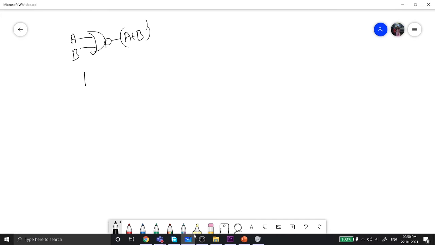So to implement the NOT gate, if this is A, this is A dash, this is the NOT gate. If the input is 1, the output is 0. If the input is 0, the output is 1. That's simple. So constructing the NOT gate using the NOR gate will be very straightforward. There is no complication. Now let's construct the AND gate.